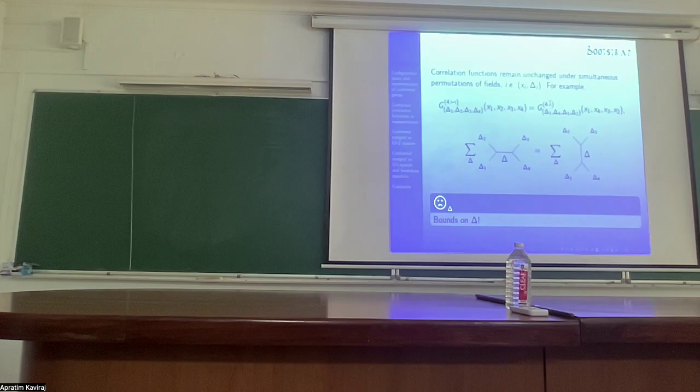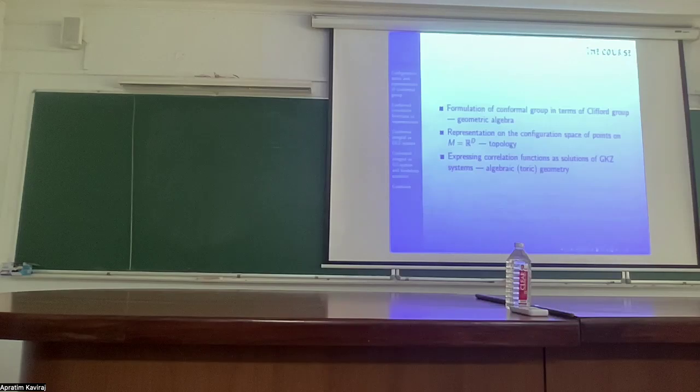Let us lower our ambitions a little bit. So with this very inexact introduction, let me go over the course of action that we'll take. I'll formulate the conformal group on a Euclidean space in terms of a Clifford group, which falls in the mathematical subject called geometric algebra.